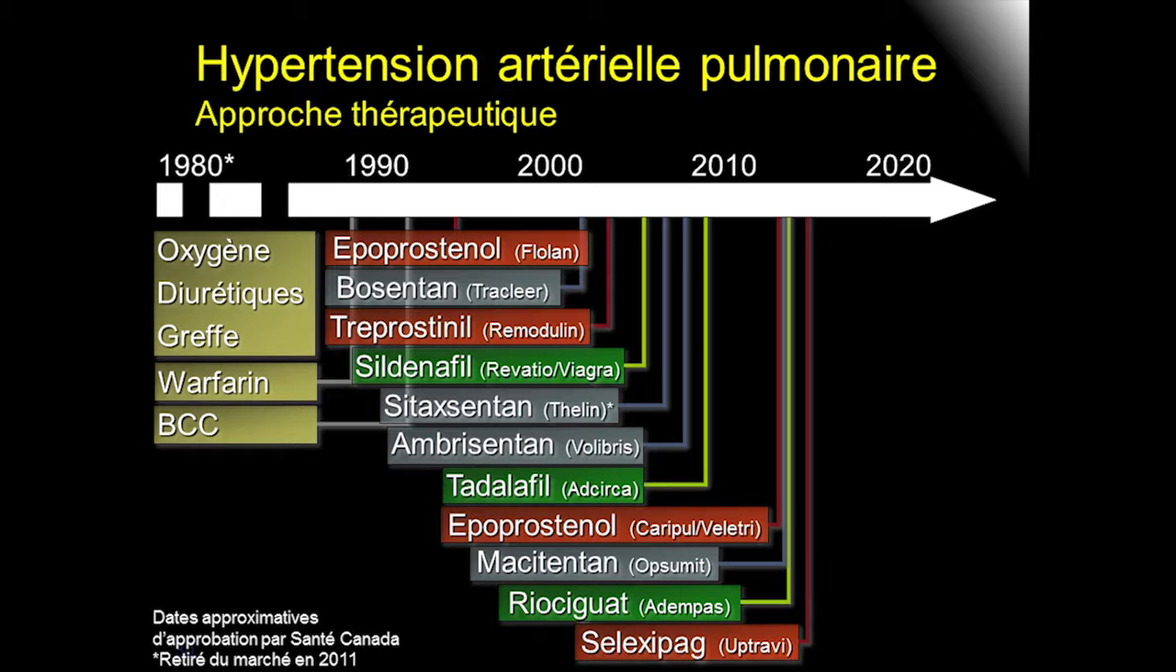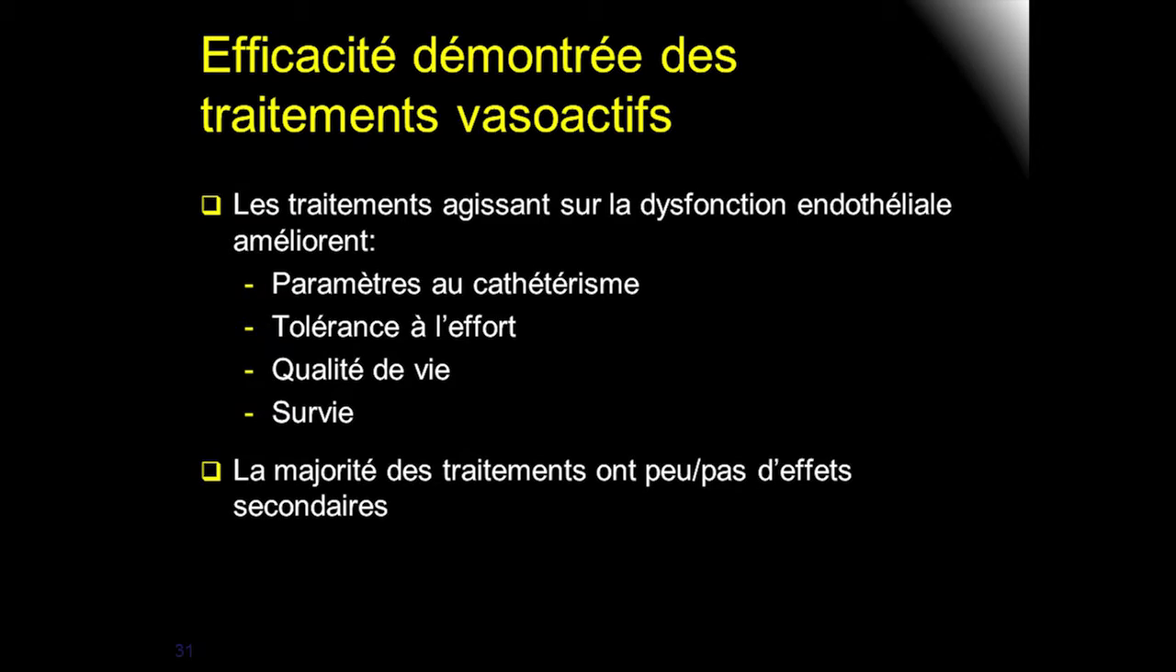In the last 18 months, 4 new treatments have come onto the market to treat this so-called orphan disease. So this is a very unusual development and really great progress. And these are treatments that focus and target this endothelial dysfunction. To summarize these treatments, what we know is that overall they don't cure the disease, but they improve parameters when the cardiac catheterization is measured.